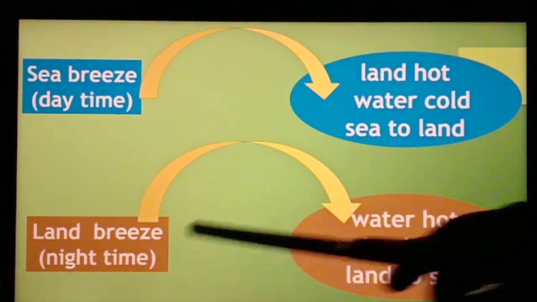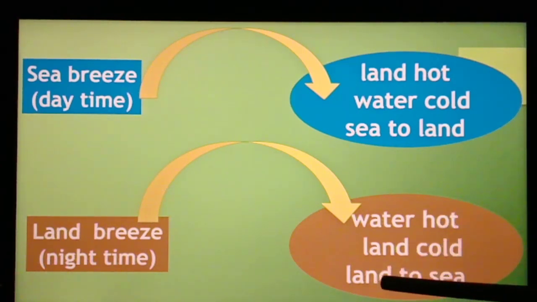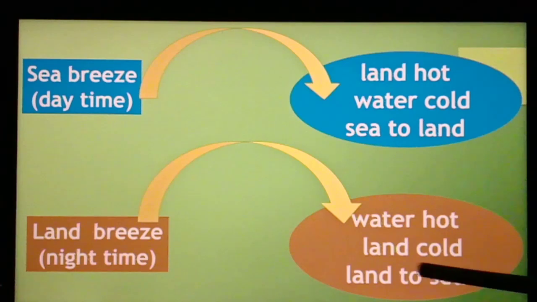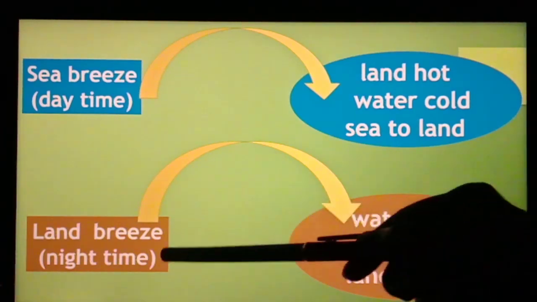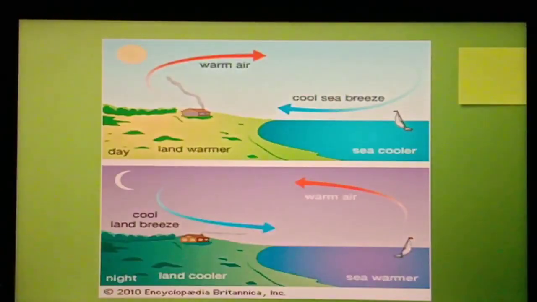Whereas at night time, the water becomes hot and the land becomes cold. So the air from the water rises up and the cold air from the land moves towards the water. As the breeze is moving from land to sea, it is called a land breeze. We can see this in the picture.